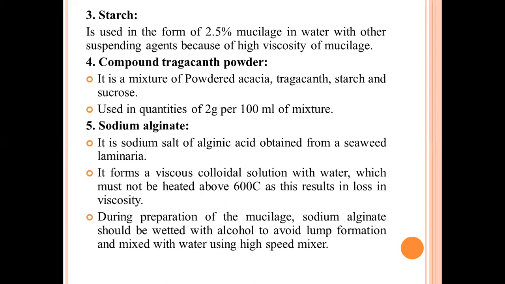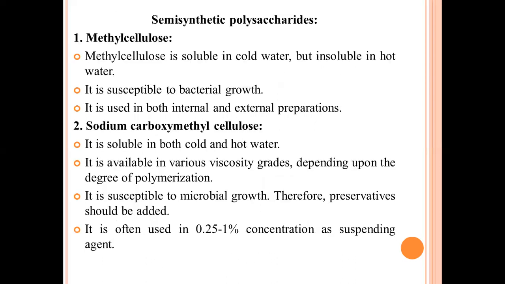Then sodium alginate is also one of the suspending agent. It is a sodium salt of alginic acid obtained from seaweed Laminaria. It forms a viscous colloidal solution with water, which must not be heated above 60 degrees Celsius, as this results in loss in viscosity. So basically you have to make the solution of sodium alginate in water, and then use that mixture as a suspending agent or viscosity modifier. You should not heat this mixture above 60 degrees Celsius, otherwise it results in loss in viscosity.